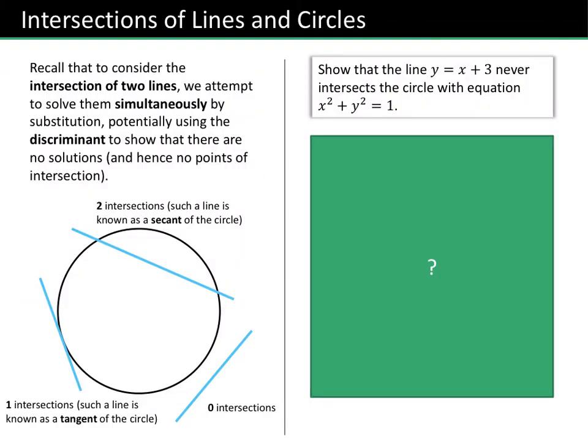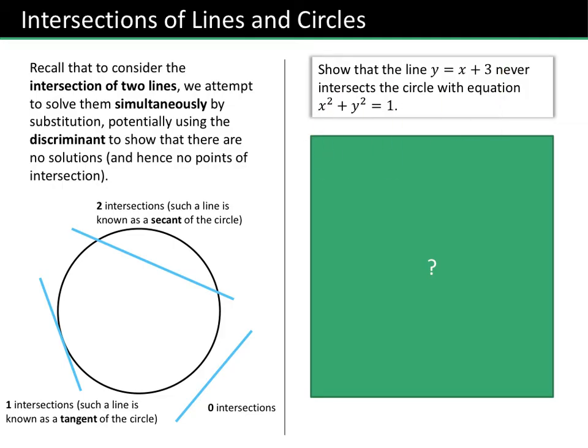So, we know that we could have multiple lines. On a circle, a line could touch once, and that would mean it's tangent to the circle. We could have a line that goes across, which has 2 intersections. This is known as a secant. Then we have a line that could be here, which has no intersections. So if we have to show that something intersects or doesn't intersect, what is the first thing we should be doing?